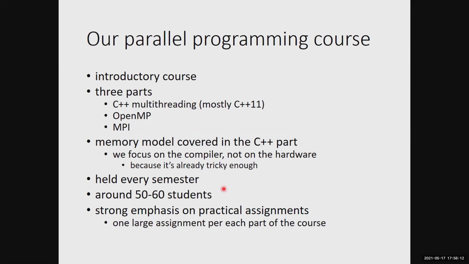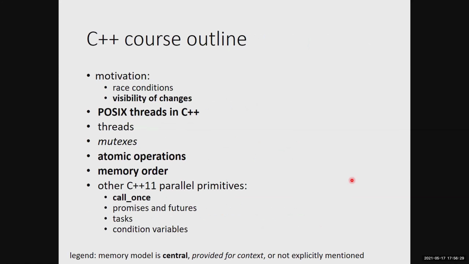So the course is held every semester. There are 50 to 60 students who start every semester, and we also have some practical assignments, and they have to do one of those for each part. So there's one C++ assignment, one OpenMP, and one for the MPI.